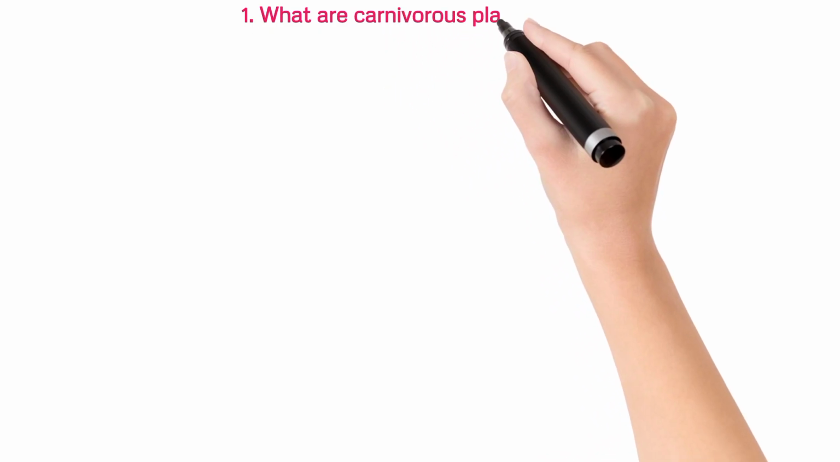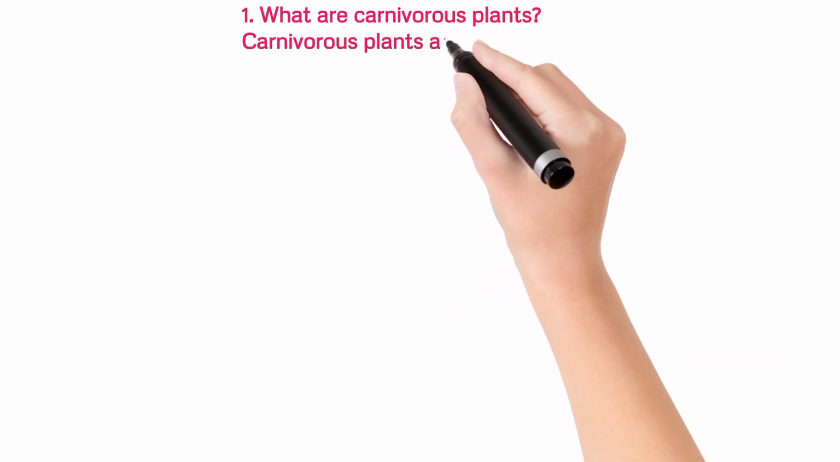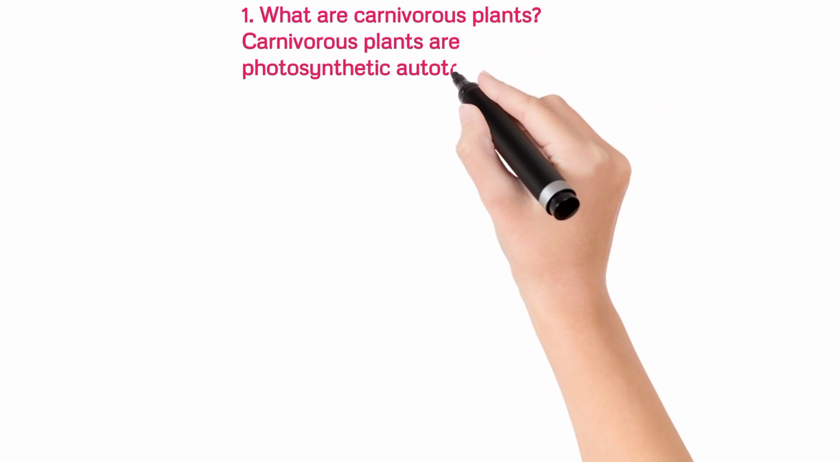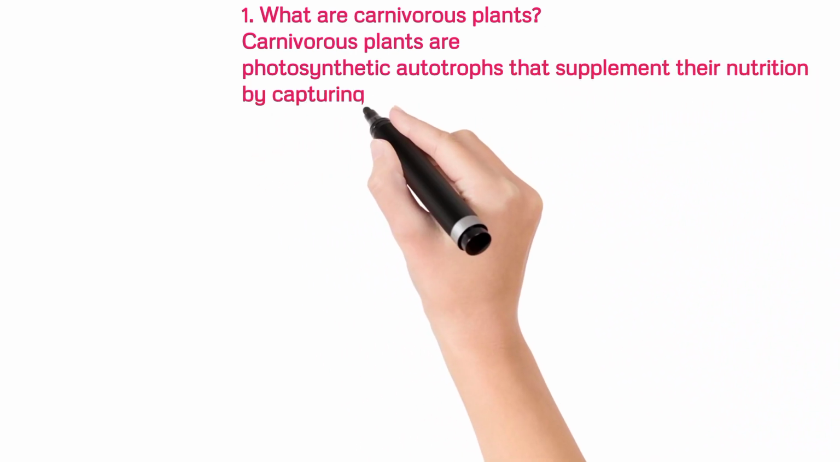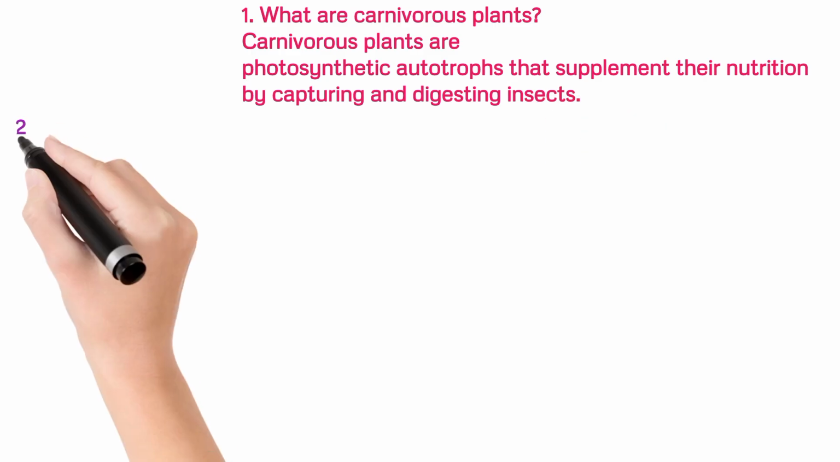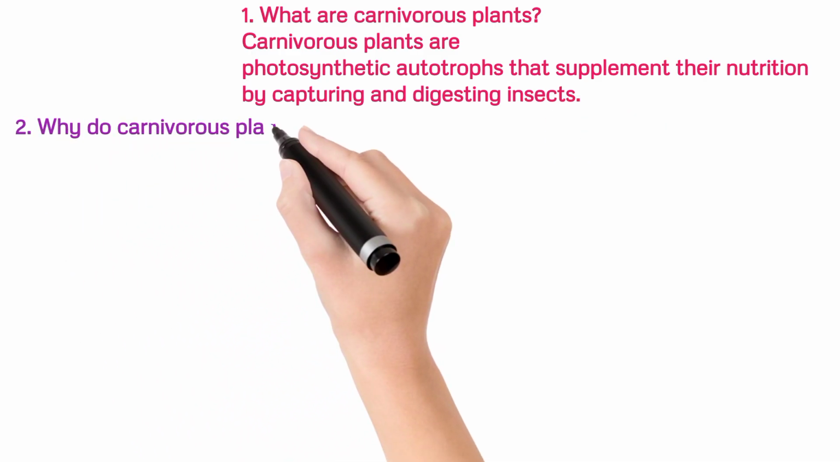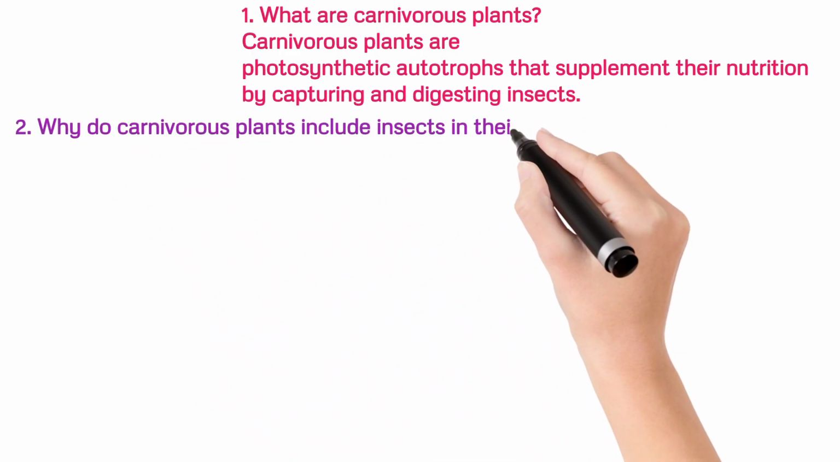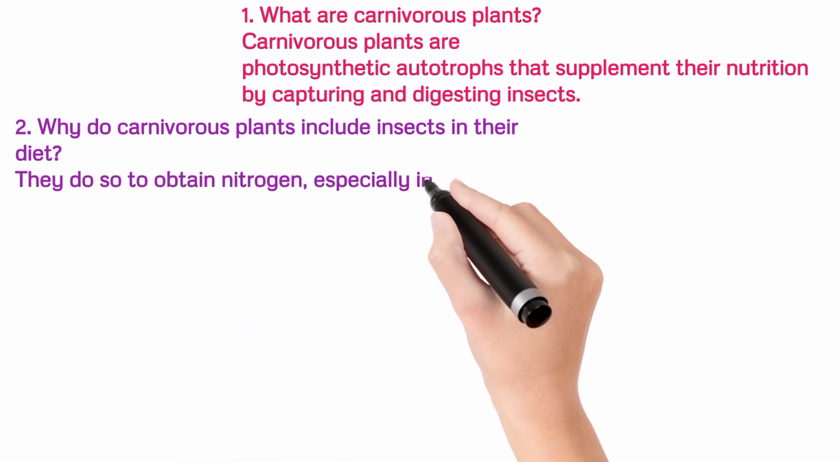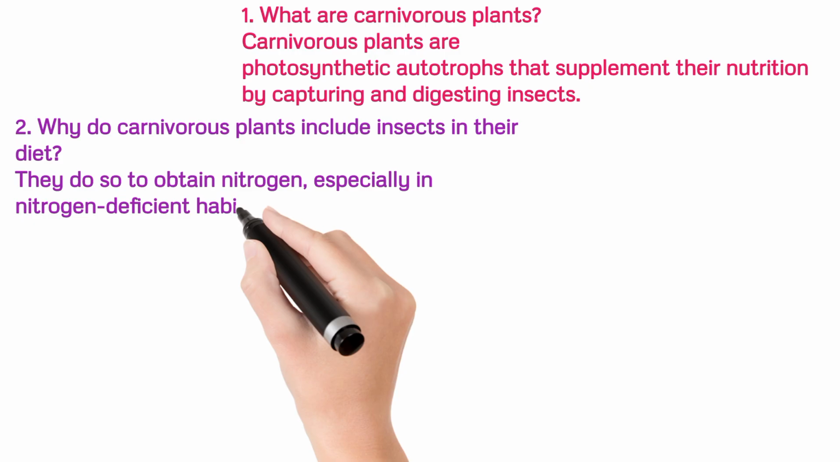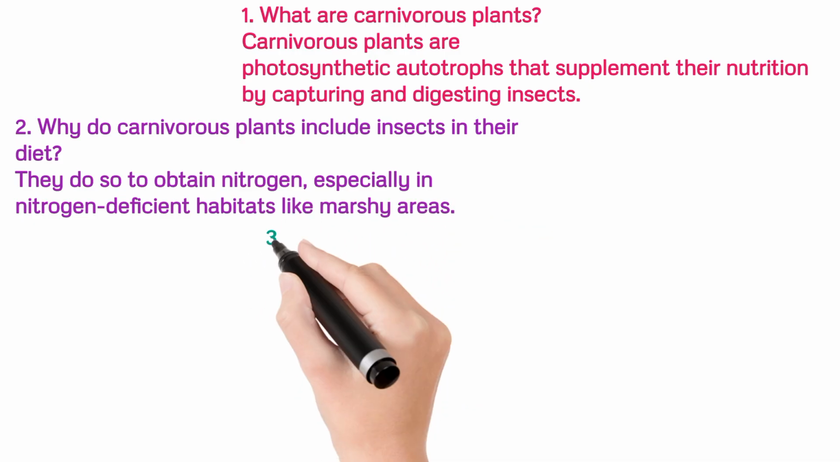1. What are carnivorous plants? Carnivorous plants are photosynthetic autotrophs that supplement their nutrition by capturing and digesting insects. 2. Why do carnivorous plants include insects in their diet? They do so to obtain nitrogen, especially in nitrogen deficient habitats like marshy areas.